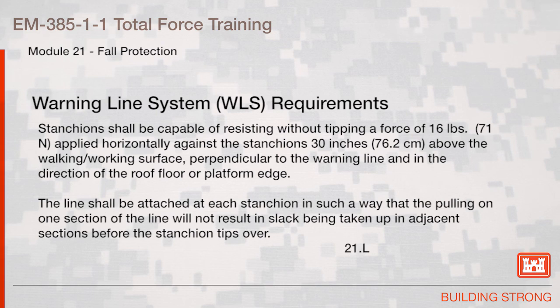Stanchions shall be capable of resisting without tipping a force of 16 pounds applied horizontally against the stanchions 30 inches above the walking working surface, perpendicular to the warning line and in the direction of the roof, floor, or platform edge. The line shall be attached at each stanchion in such a way that pulling on one section of the line will not result in slack being taken up in adjacent sections before the stanchion tips over.